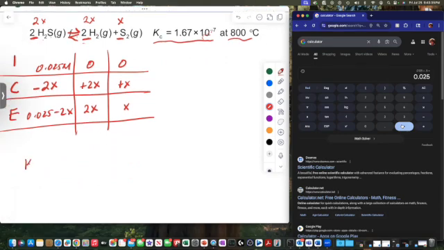All right, here, Kc is equal to, write out your Kc expression. H2, we have the product here, right? Raised to the power 2 times S2, raised to the power 1. The 1 is applied here.